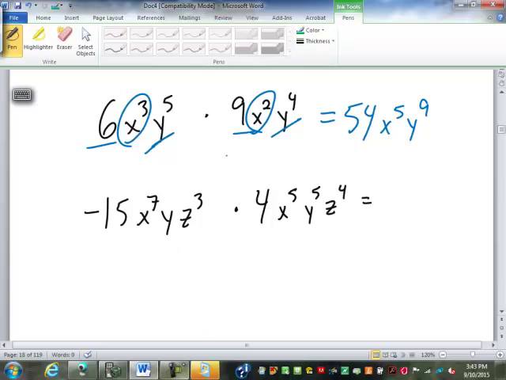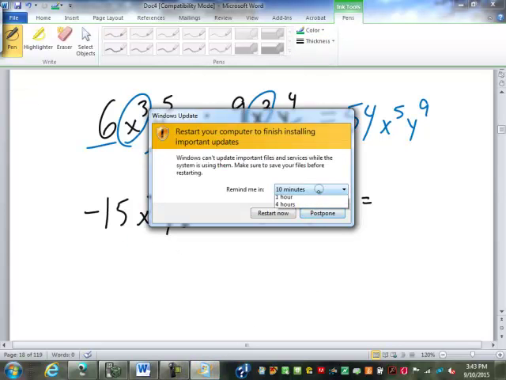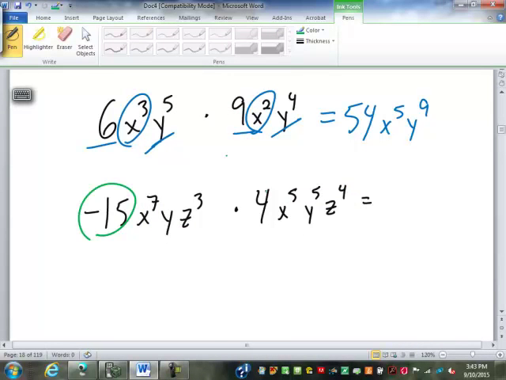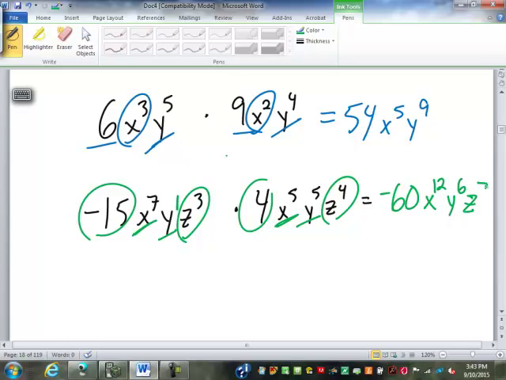So we have, let's get this out of here. Negative 15 times 4 makes negative 60. Perfect, negative 60. Negative times a positive is negative. So x to the 7th times x to the 5th is 12. Good, 7 plus 5 is 12. Y times y to the 5th, y to the 6th. Good. We think of that as y to the 1. And z to the 3rd times z to the 4th, z to the 7th. Very good.